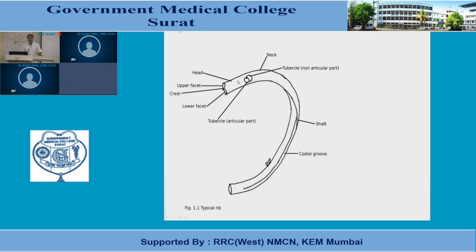And as this neck part goes backward and laterally, just lateral to this there is the tubercle. This tubercle is divided into two parts, articular part and non-articular part. The articular part of this tubercle shows articulation with one facet present on the transverse process of the respective vertebra, the same vertebra.